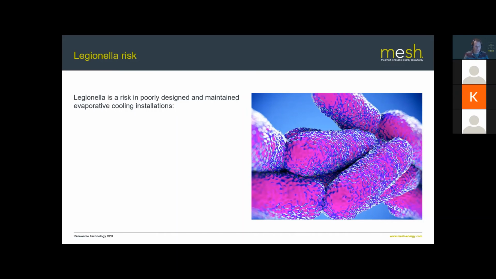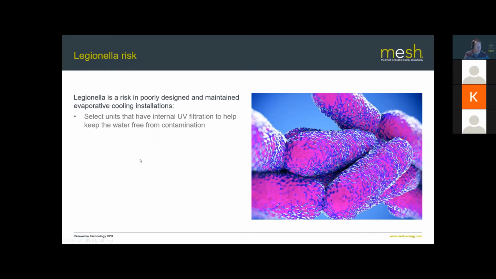But as the droplet sizes get bigger, then it becomes more of a risk. So that's one of the issues. And Legionella becomes a problem to humans when you start breathing in these little droplets which contain the bacteria. So these little granular things here are Legionella bacteria, seen under an electron microscope.